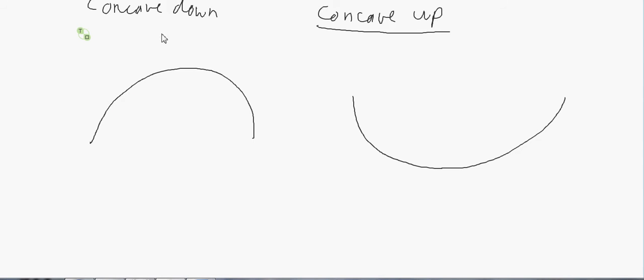Cool. So this function here is first increasing on this part and then decreasing. So the first derivative is changing. That's first derivative tells you increasing and decreasing. However, it's concave down the entire time. That's going to come into working with the second derivative.